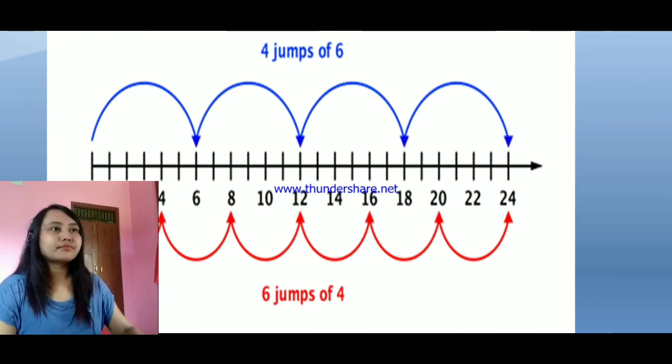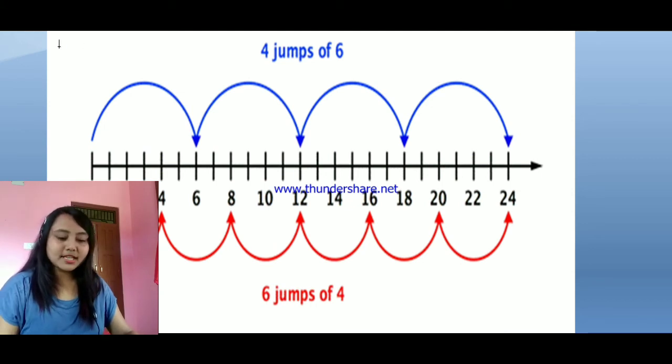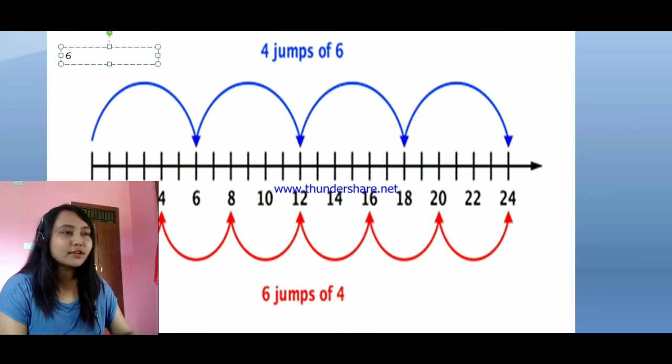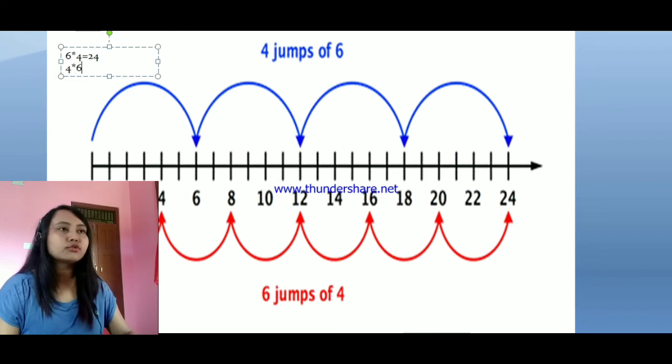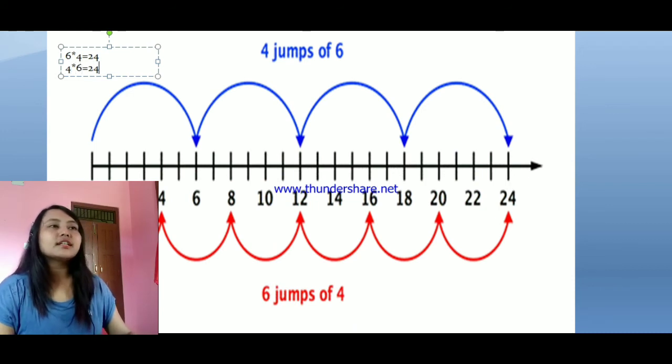Suppose the question is asking you 6 into 4, then that is equal to 24. We know that. And again 4 into 6 is also equal to 24. So here the question has the same answer, and the figure is representing these two differences. When there is 6 into 4, 6 into 4 means 6 times jumping and 4 steps forward.